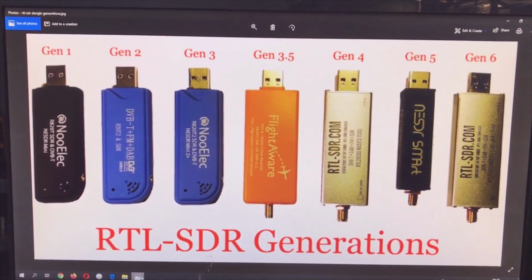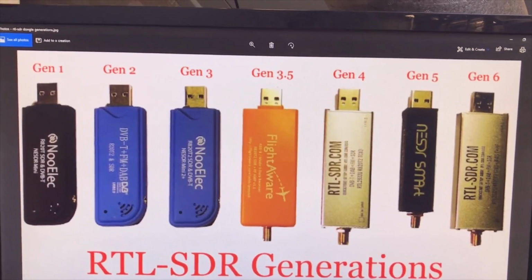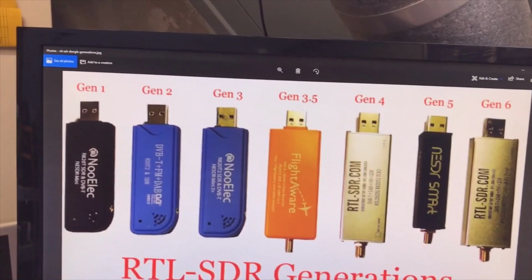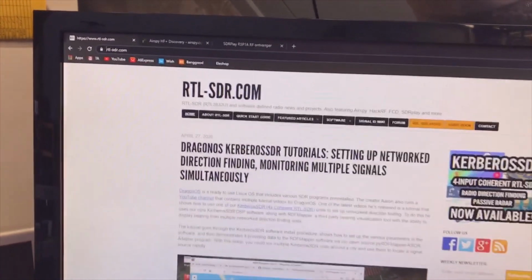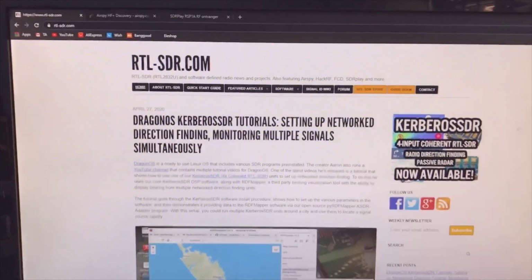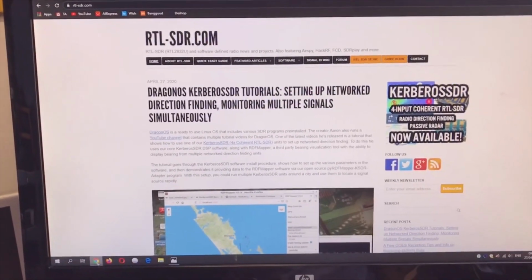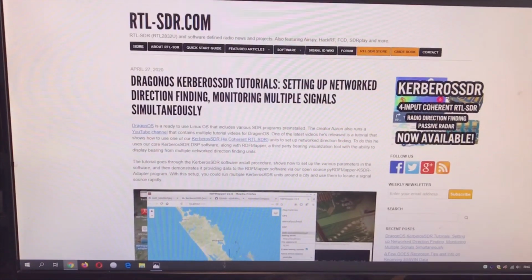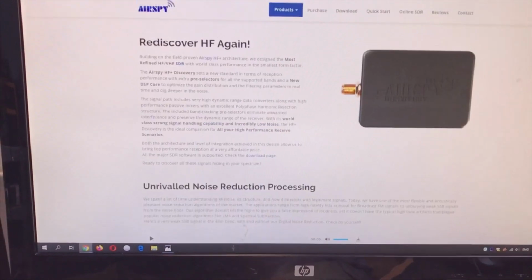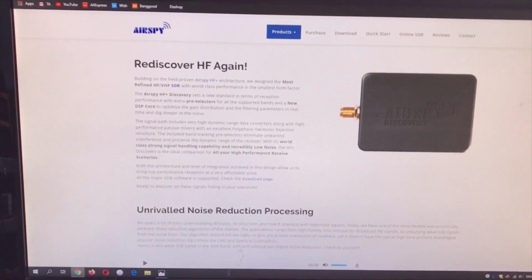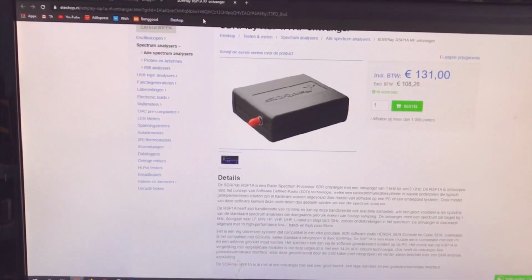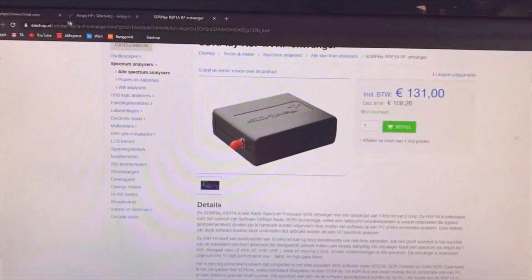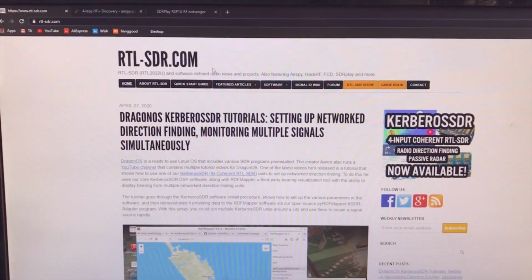They also vary between 20 and 30 euros. And well, here you have all the generations. I found that this website, rtlsdr.com, is a huge source of information. If you later want to do a lot more, you can have a look at the AirSpy, but these are already around 150, or the SDRplay, which also is very nice. But first you start with your first project.